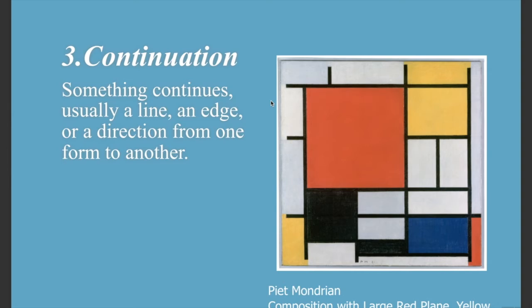Okay, and the next way that unity is created is through continuation. So continuation is when the edge of one shape continues into another shape. So for example, with this red square, continues into this, okay? And then this red square continues into the blue square right here, okay? And then this top of the blue square continues into the yellow square over here, okay? Okay, so it's when one edge continues into another edge.